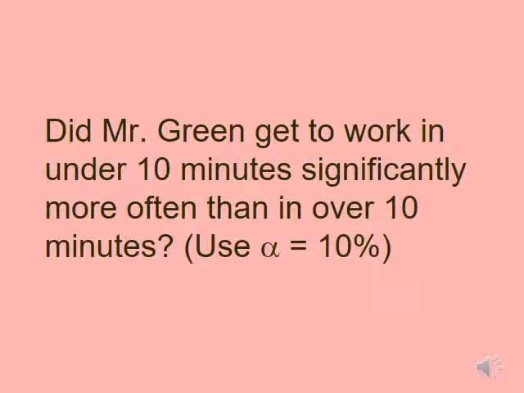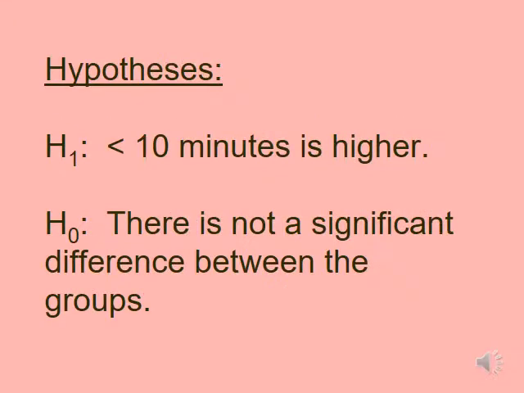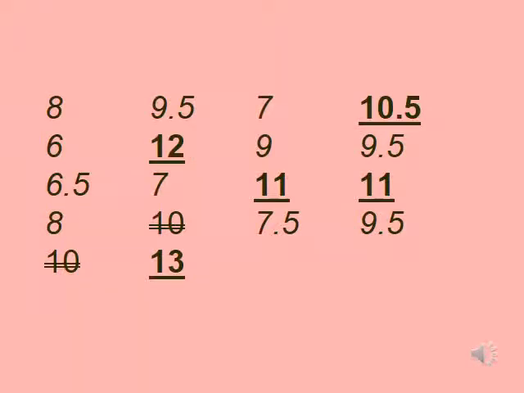Now the question we're going to answer is, did Mr. Green get to work in under 10 minutes significantly more often than in over 10 minutes? And it does say use alpha equals 10%. And again, the idea of what we're going to be looking at, if we have a significant result, then there would be significantly more that are in that less than 10 minutes group. If I don't get a significant result, we'd basically say that it was about the same number in the two groups. So here's those numbers again.